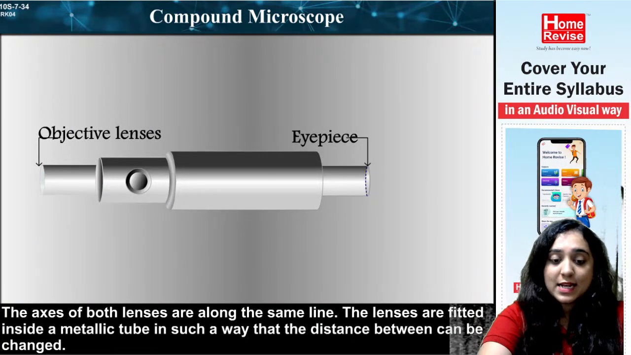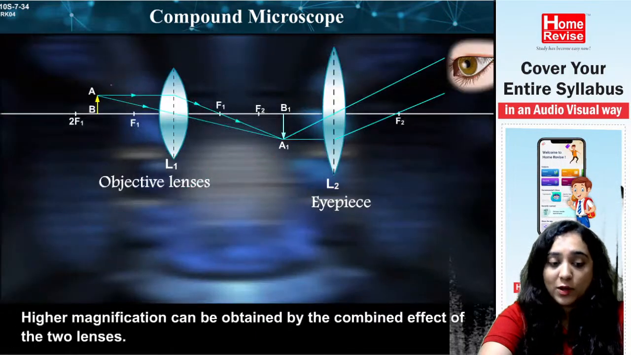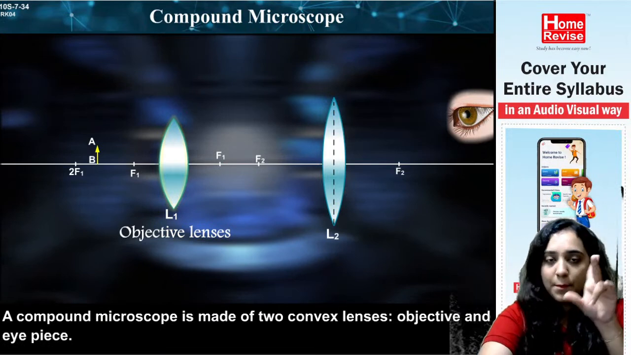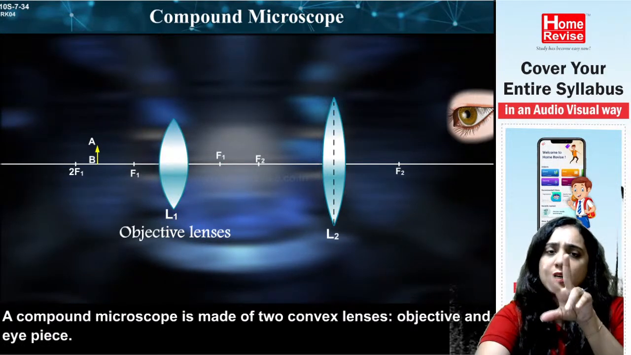Yes, so understand this as we are using the compound microscope. As we say compound microscope, it has two lenses. Simple means single, and in the compound we have two.